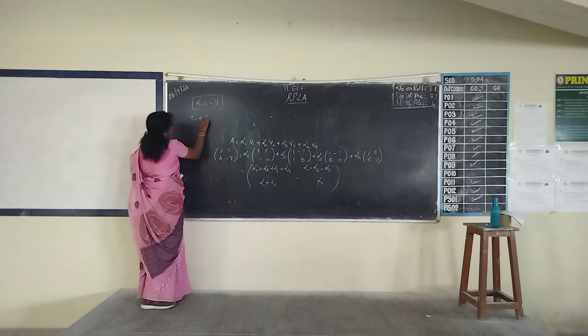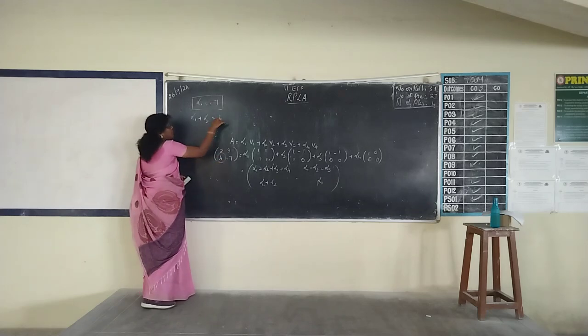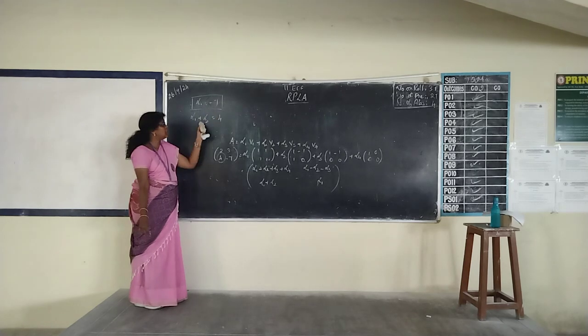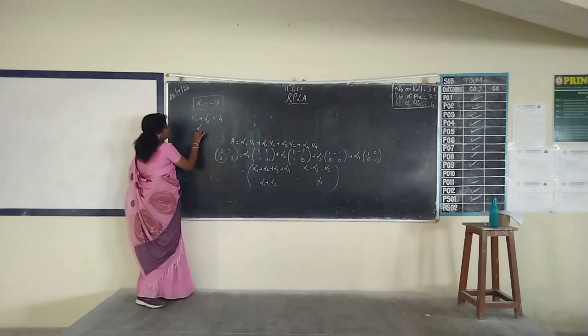Alpha 1 plus alpha 2 should be equal to, what is the third element here? 4. But what is alpha 1? Minus 7. So when you bring it to the right hand side, it will become plus 7. So what is alpha 2? 11.